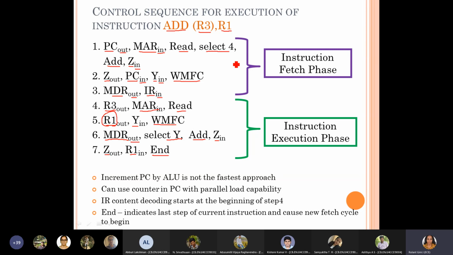So take a few minutes, try to understand the complete execution. This is the control sequence for the instruction add (R3), R1, where R3 is within the bracket. Just take a few minutes, go through it, and if anything is not clear, please let me know.